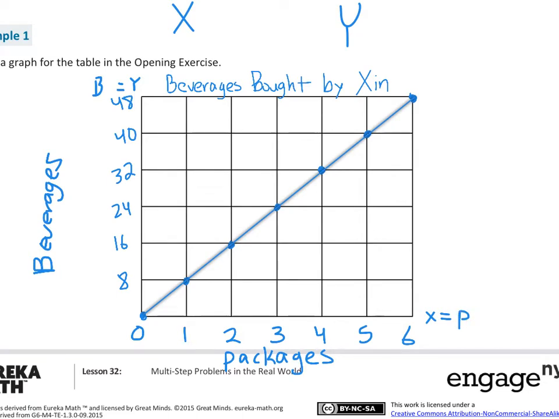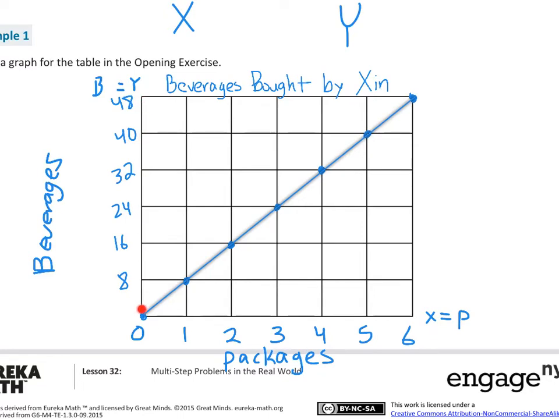And then I can just do that 1, 2, 3, 4, 5, 6. And you can see I wrote the word packages because you want to label your graph. And then my Y axis is my beverages, total beverages, my dependent variable, and that is 8, 16, 24, 32, 40, 48, so on and so forth.